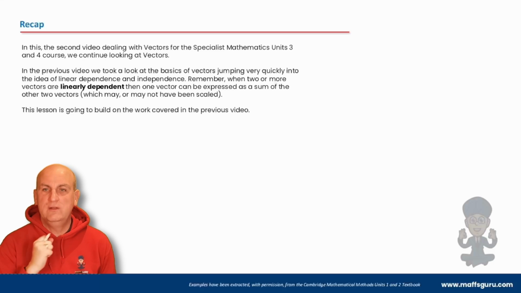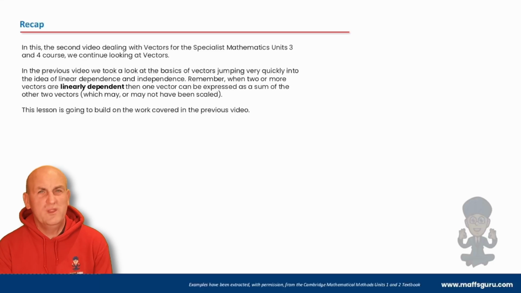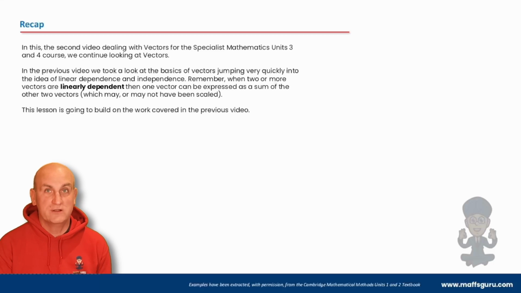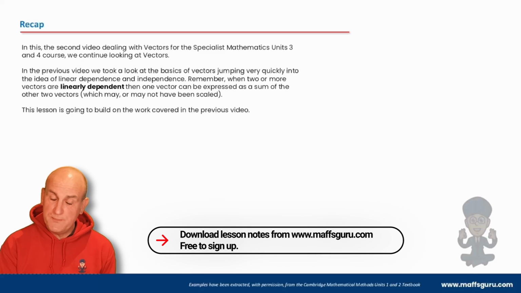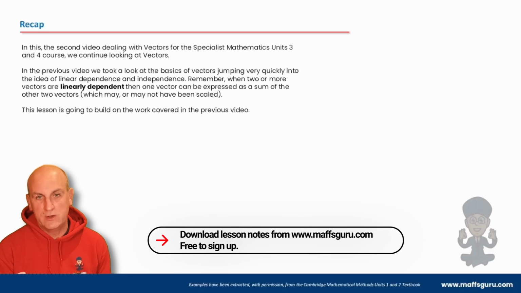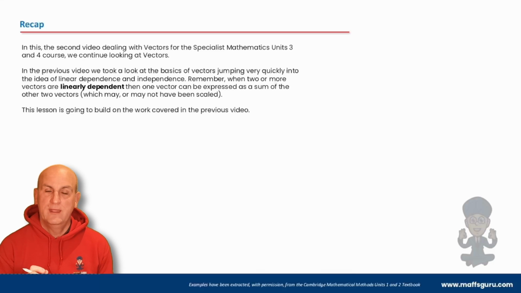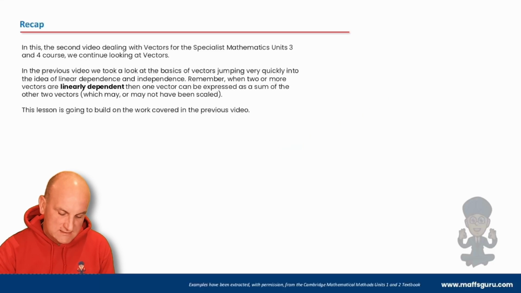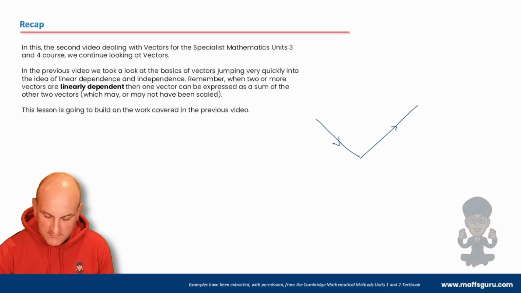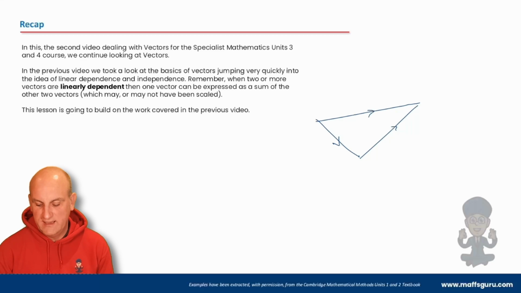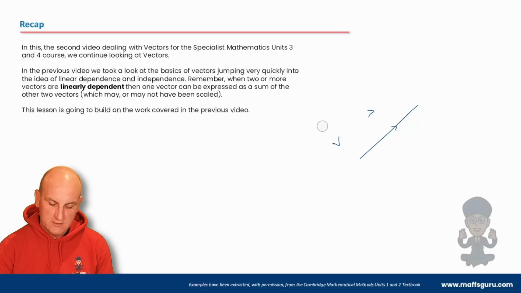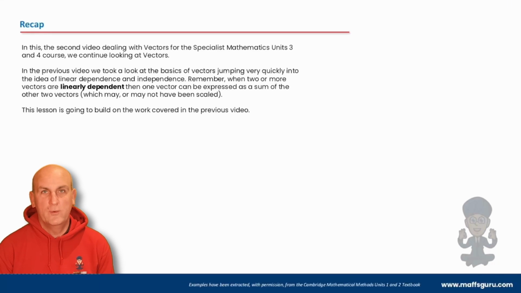Right, this is the second video dealing with vectors. In the previous video, we looked at all the basics of vectors, particularly the idea of linear dependence and independence. This becomes important. It comes up time and time again. When two or more vectors are linearly dependent, then one vector can be expressed as the sum of the other two vectors, which may or may not have been scaled. So if I've got a vector going this way and a vector that way, then by scaling them in some form, I can get a vector there. Happy with that so far? Cool. It's going to build on the work from our previous video.